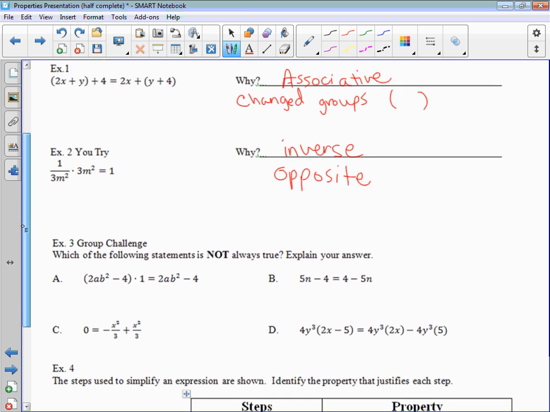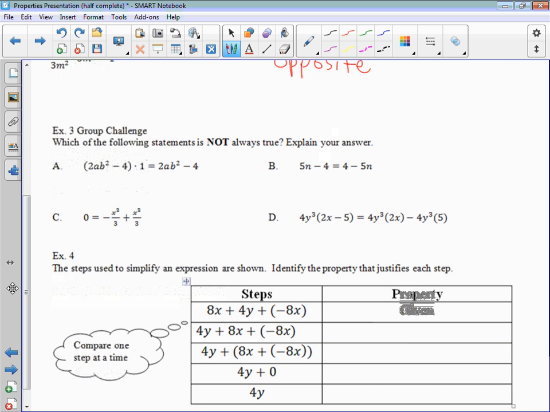This was tricky down here. Which of the following statements is not always true? Jesus, what do you think? A, B, C, or D? Which is not true? C? That's all right. How about Jonathan? Where's Jonathan? Jonathan. B. B? Why B?